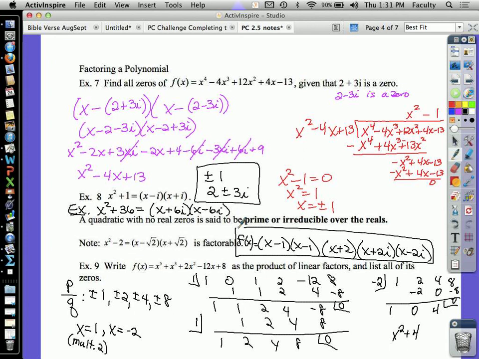Then it says, list all the zeros. So here are the zeros. I have plus or minus, not plus or minus, sorry. They're both 1. Okay, I have a 1 with multiplicity 2. I have negative 2, and I have plus or minus 2i.